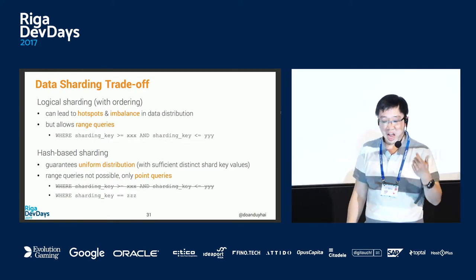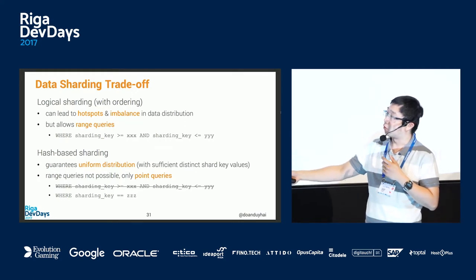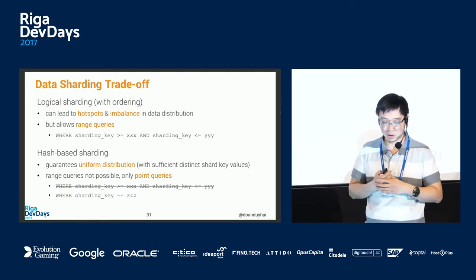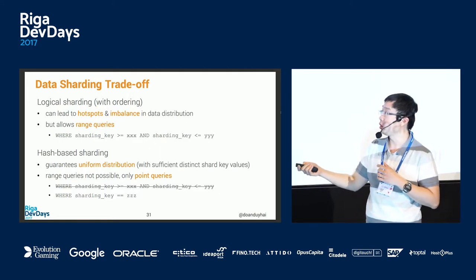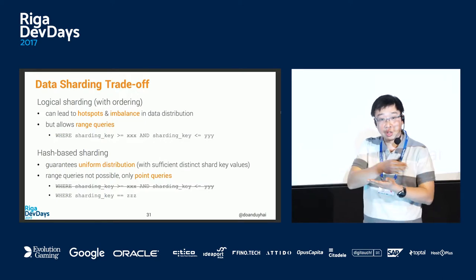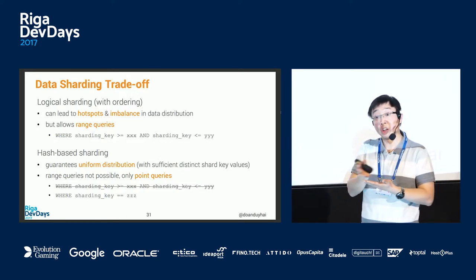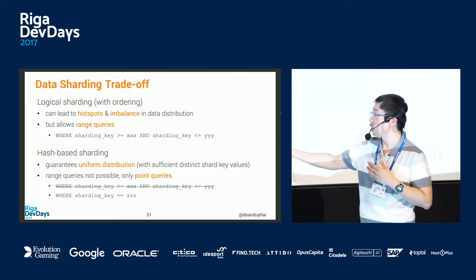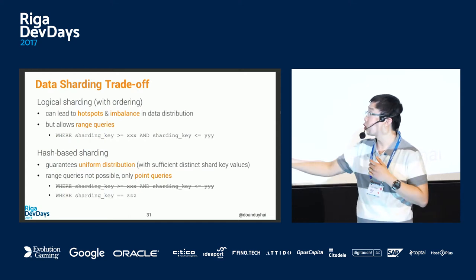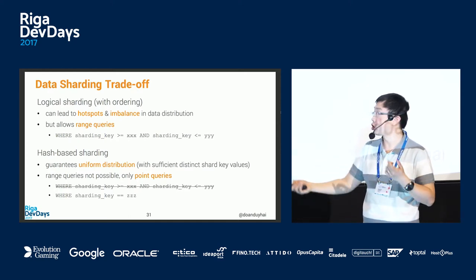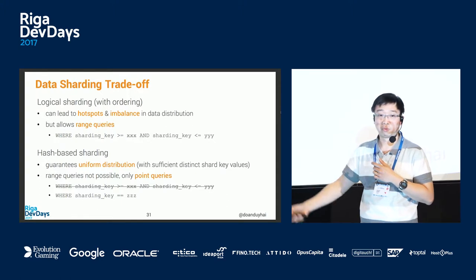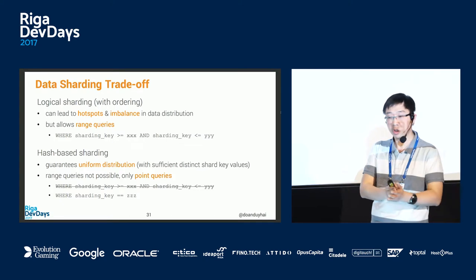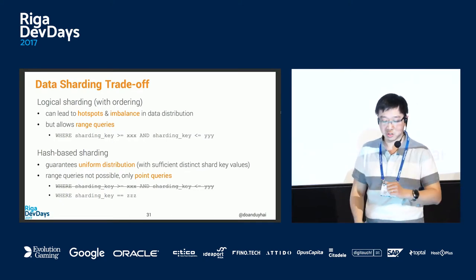But if you choose a hash-based sharding, of course you will have uniform distribution if you have a lot of distinct values. But now the range query is no longer possible because the hash will lose the ordering of your sharding key, right? So I can no longer perform this query. The only possible query is a point query: give me some value where the sharding key value is equal to some value. Okay. So this is the trade-off. Depending on which sharding algorithm you choose, you have this trade-off.